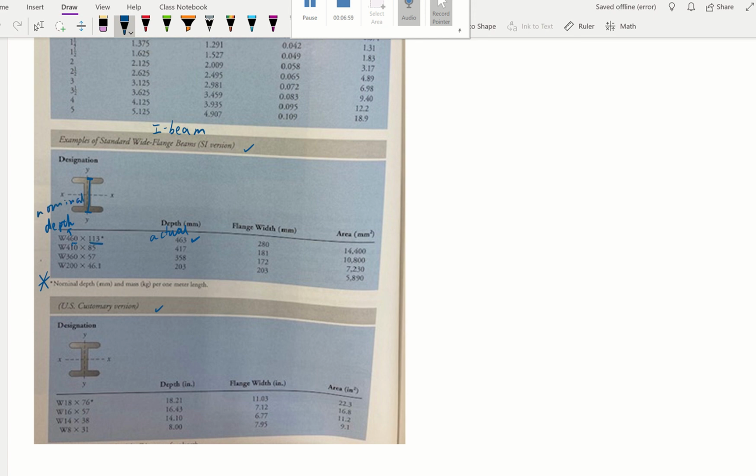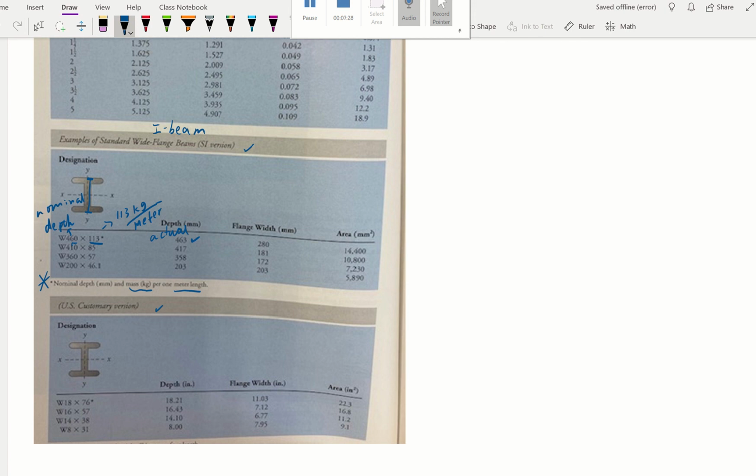The second number, what does that indicate? That means mass per 1 meter. So that means 113 kilograms of mass per every single meter of this I-beam. It has that much mass to it. That's critical for us to know, right? That's basically telling us how much material was used to build this beam.